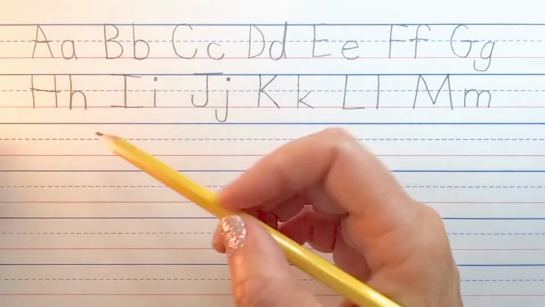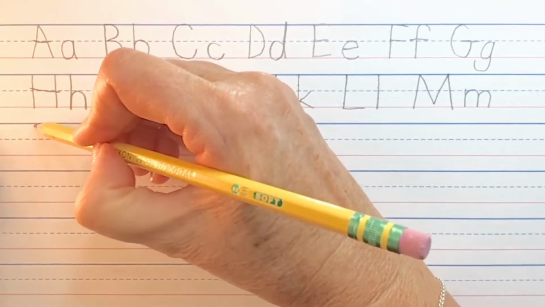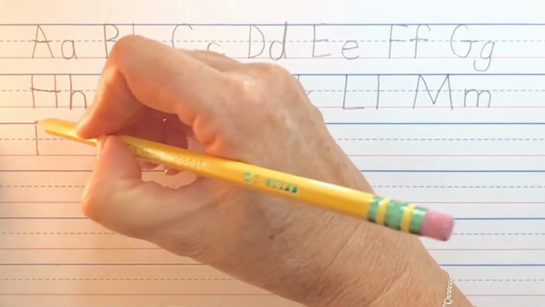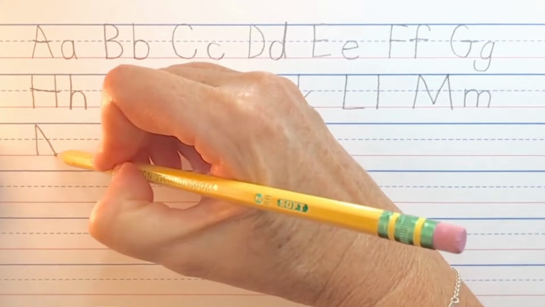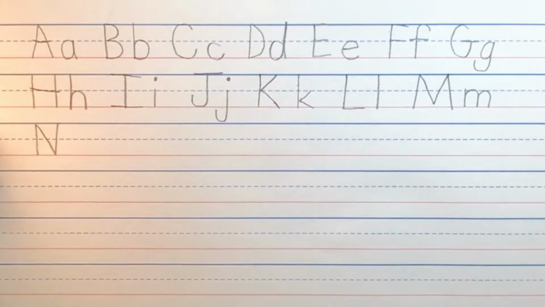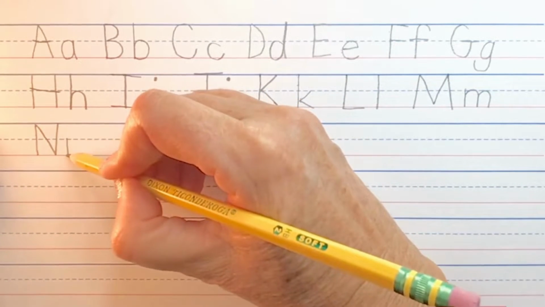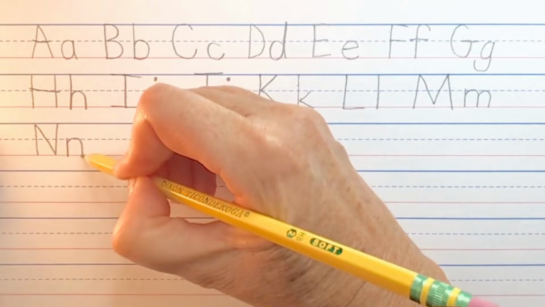N, let's slide back over here. Start at the top, pull down, jump up, slide, push up. Lowercase looks different. You start in the middle, pull down, push up, little hump.